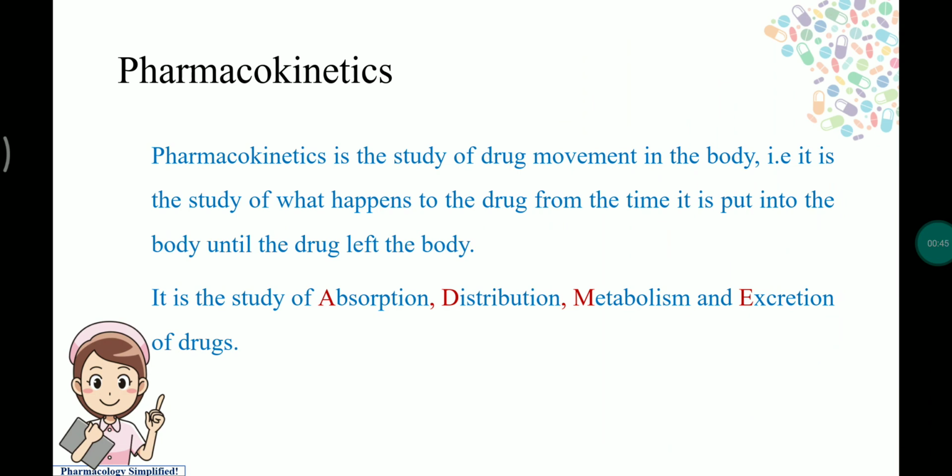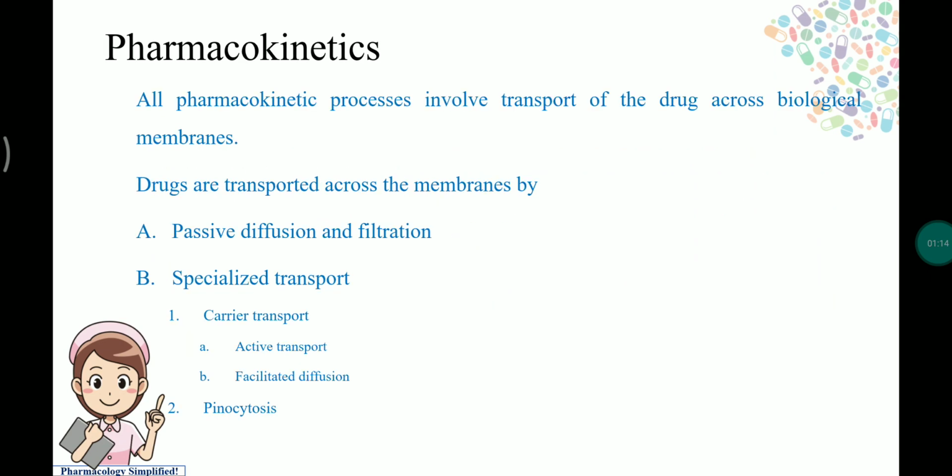Pharmacokinetics is the study of drug movement in the body, that is, absorption, distribution, metabolism, and elimination of the drug. That is the study of what happens to the drug from the time it enters our body until it leaves our body. So that is called pharmacokinetics. And we study here A, D, M, E individually.